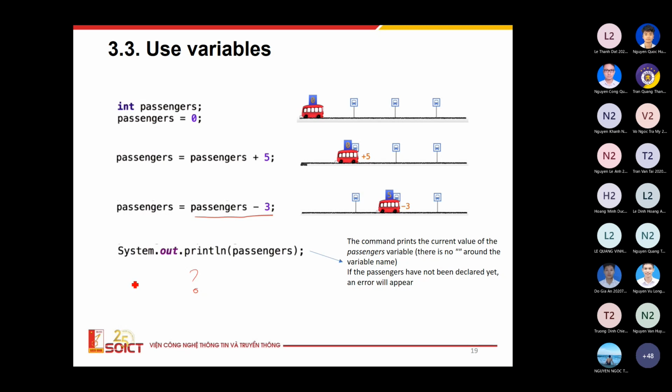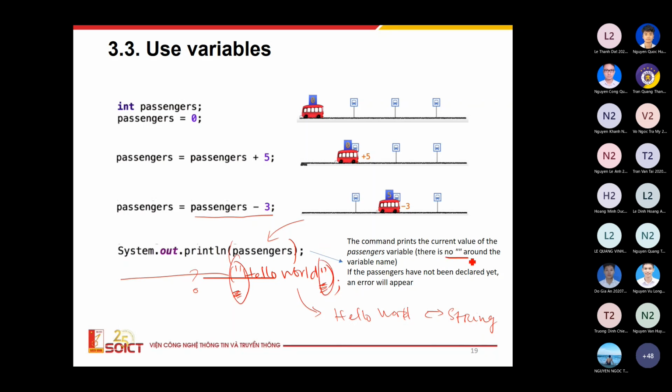Because in the previous slide, you saw something like this: Hello world. And you see here you have used the quotation or the double quote symbol. So what happens if you write out this command like this? It will print to you hello world. This looks like a string. But now you want to print out the current value of the box passenger. You put passenger in between the parentheses, and you don't use the double quote, no double quote around the variable name. So you can print the current value of the variable.